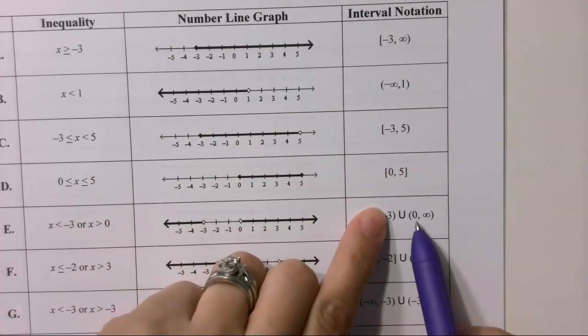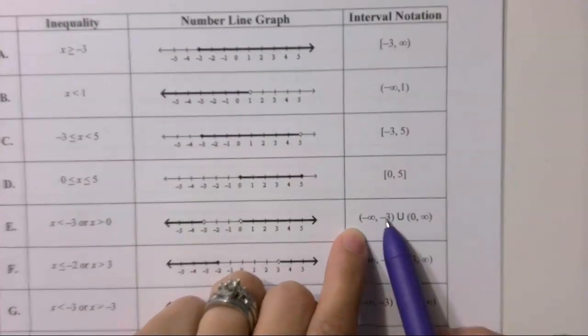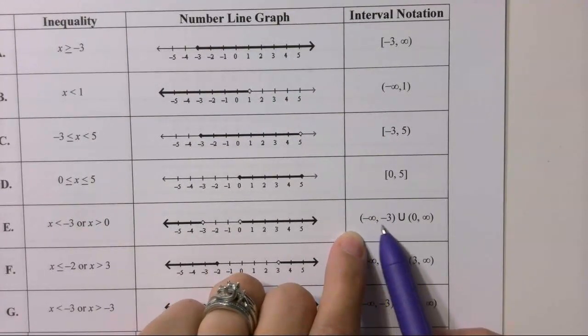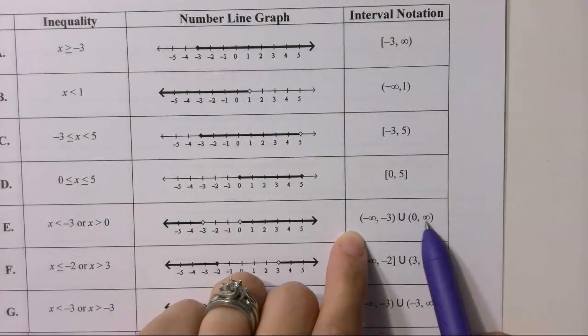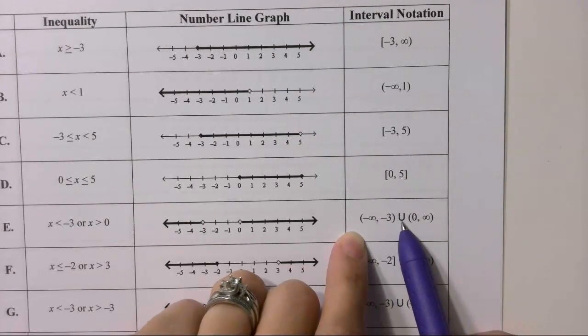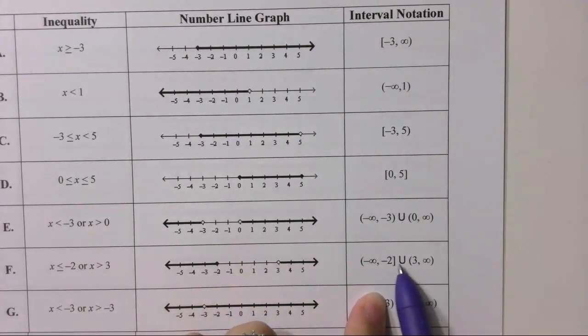Sometimes you can have two intervals like this. Numbers between negative infinity and -3, or 0 to positive infinity. So 0, 1, 2, 3, 4, 5, 6, or 1.5, 3, any number between. And you're probably wondering, what does that U mean?